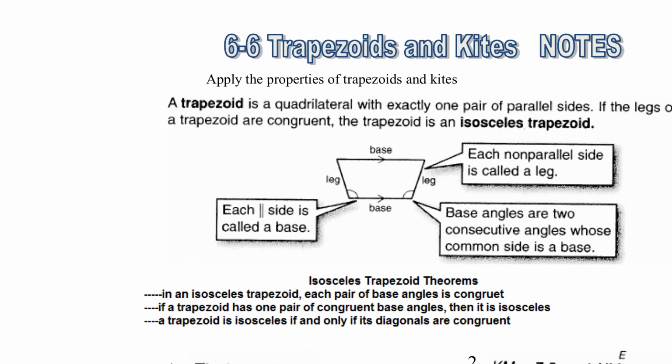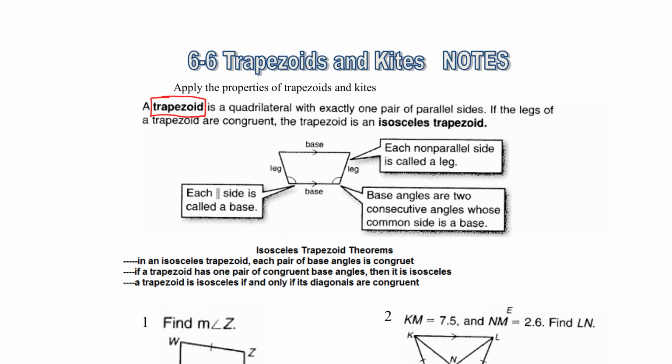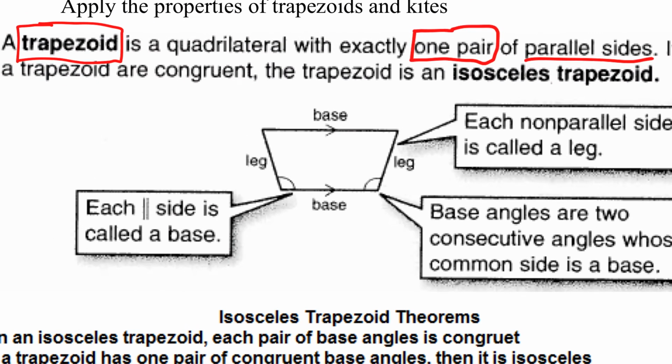Okay, so a trapezoid. What is a trapezoid? It's a quadrilateral with exactly one pair of parallel sides. So, is a trapezoid a parallelogram? No, because a parallelogram has two pairs of parallel sides. A trapezoid has only one, okay? As you look at this, you can see these two sides are parallel to each other. And the two sides that are parallel to each other we call the bases.